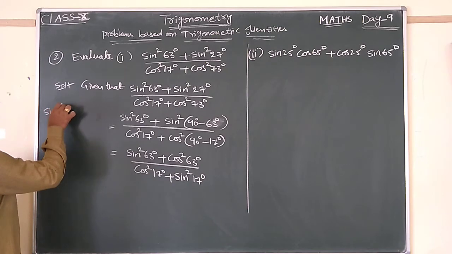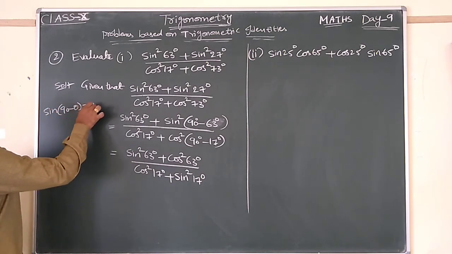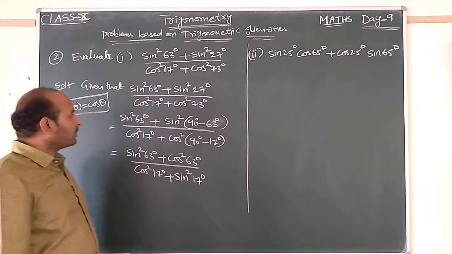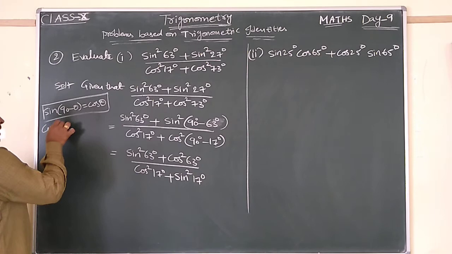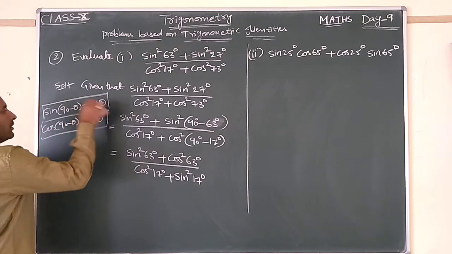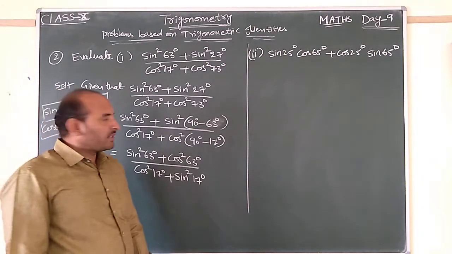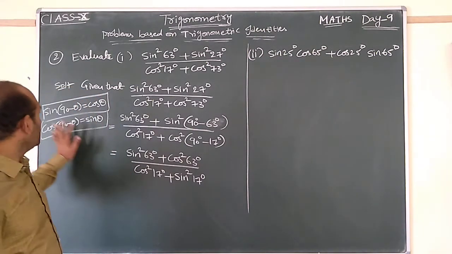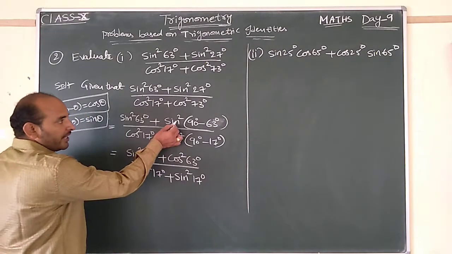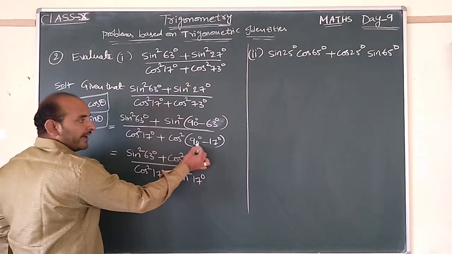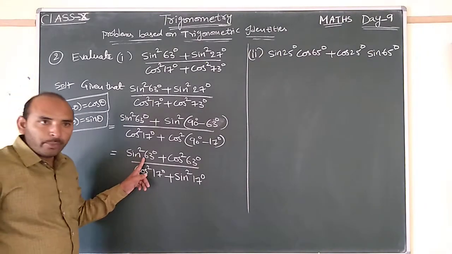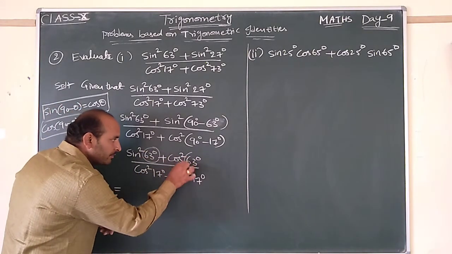So what is the actual formula here? Sin of 90 minus theta is equal to cos theta. Remember, sin of 90 minus theta is equal to cos theta, or cos of 90 minus theta is equal to sin theta. This is another formula. Complementary angles. According to complementary angles formulas, sin of 90 minus theta is cos theta, cos of 90 minus theta is sin theta, which is equal to sin square theta.